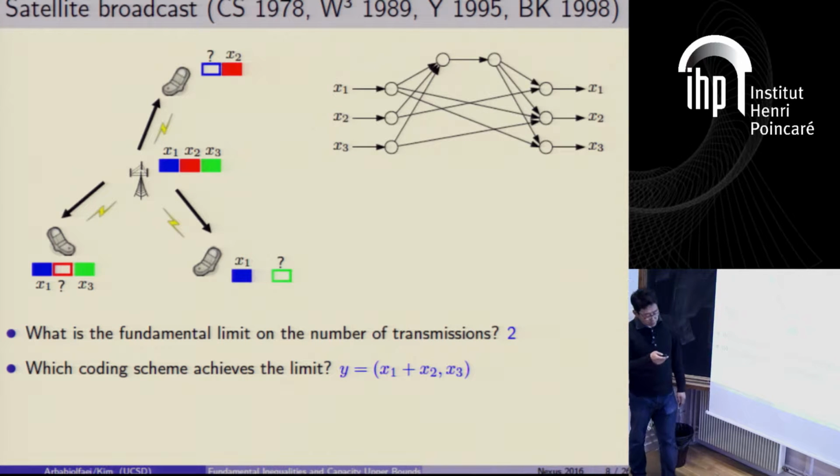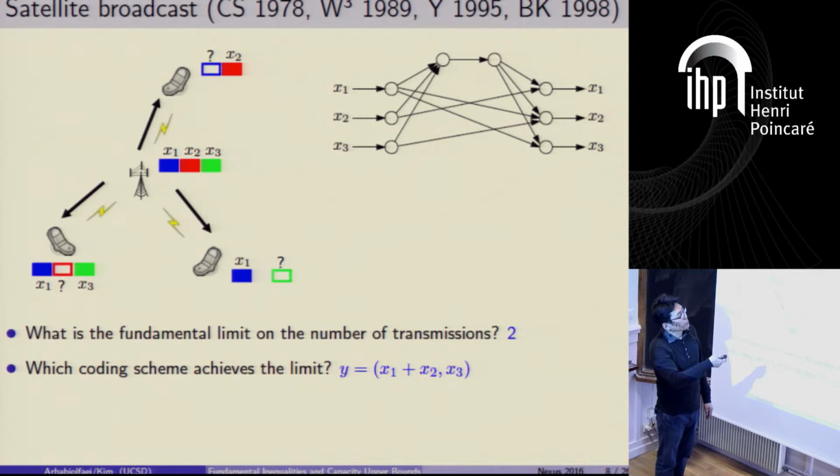We can represent this problem as one of the network coding problems. Here, these edges mean the connectivity. So we can say transmit 1 unit of information from, say, this node to this node and so on. And then here, there are 3 messages and 3 demands.